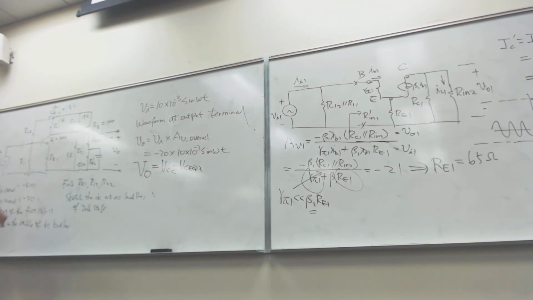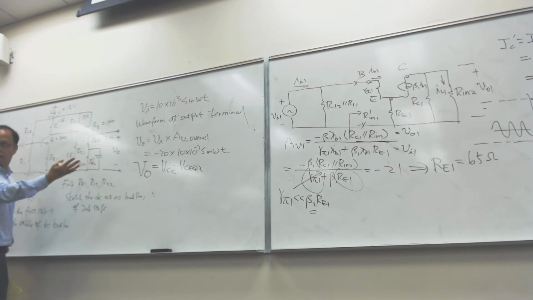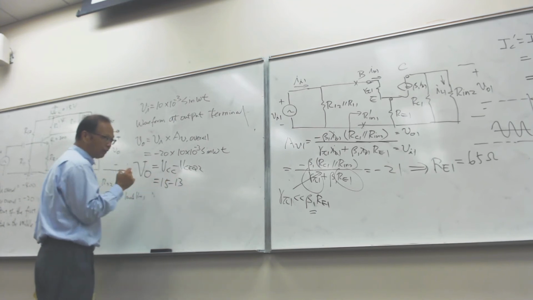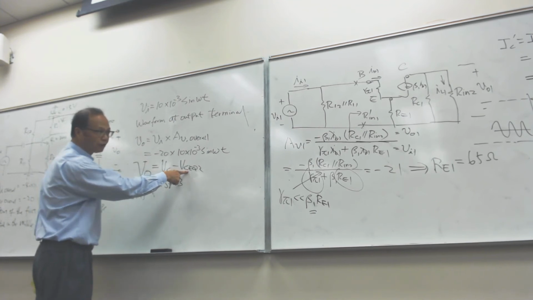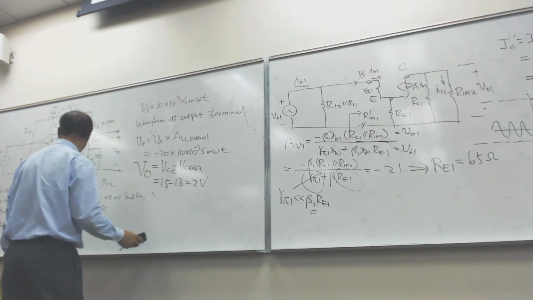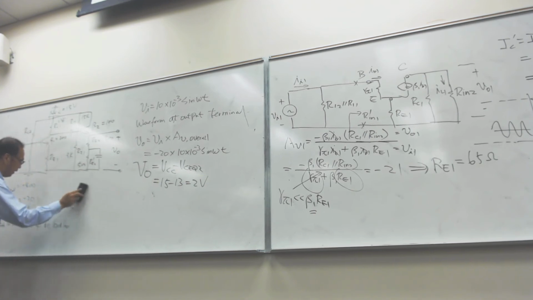This voltage is VCC, right? And then this voltage is VCEQ2. So the rest of the voltage is V sub O, right? So therefore, it's 15 minus 13, I think, what was it, 13 or something? Okay, so therefore it's 2 volts. Okay, so with that, you can go ahead and sketch the waveform at the output terminal.